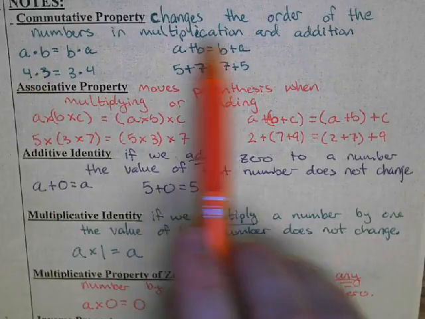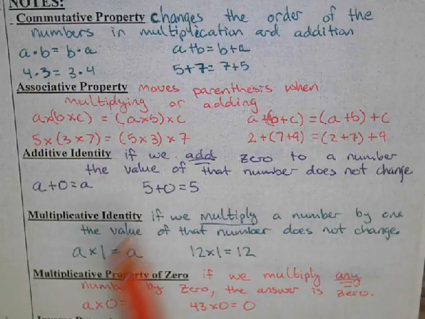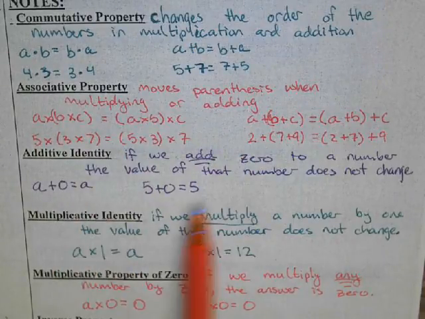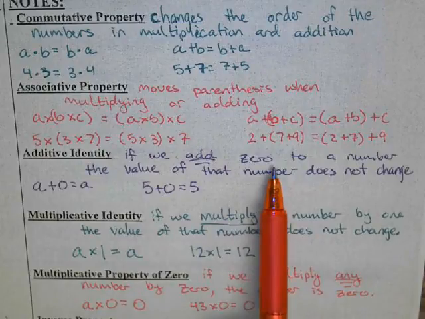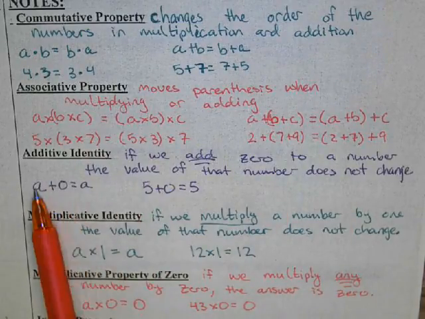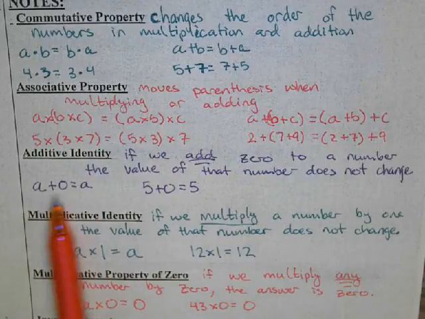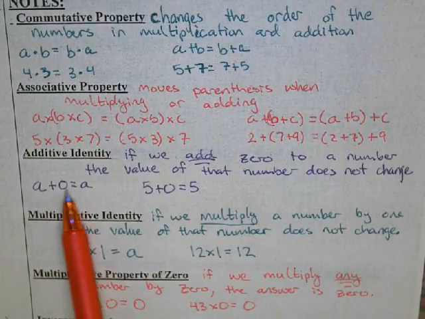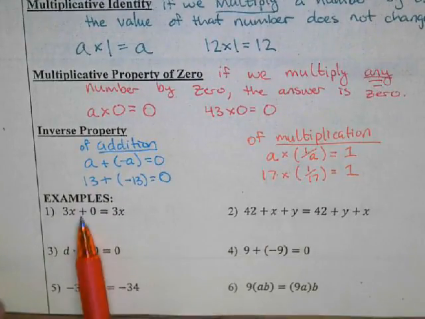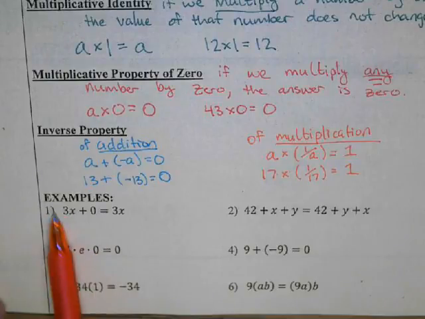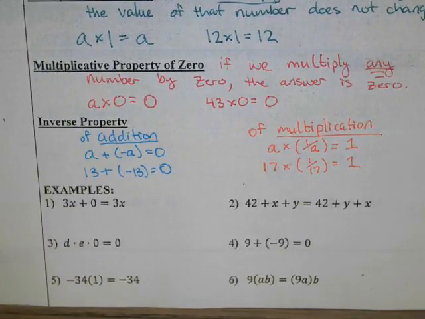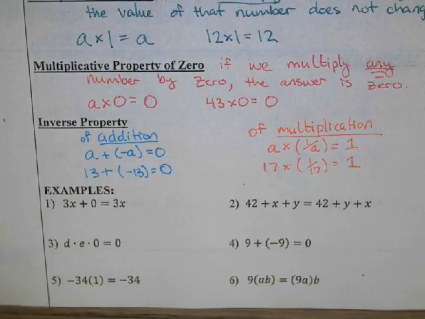Well, I don't see any adding 0 in the commutative property, so it's not that. Associative property is just moving parentheses, so it's not that. Additive identity, we add 0 to a number, and the value of that number does not change. So I added 0 to something, and I got that. So on this example, a plus 0 equals a. So it's very similar to this example, 3x plus 0 equals 3x. Whatever I started with, the 3x, adding 0, I get the same thing. So this will be our additive identity.